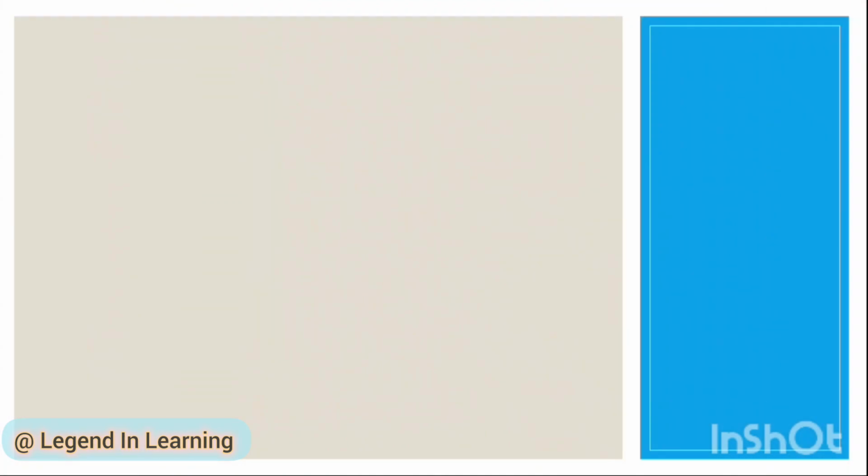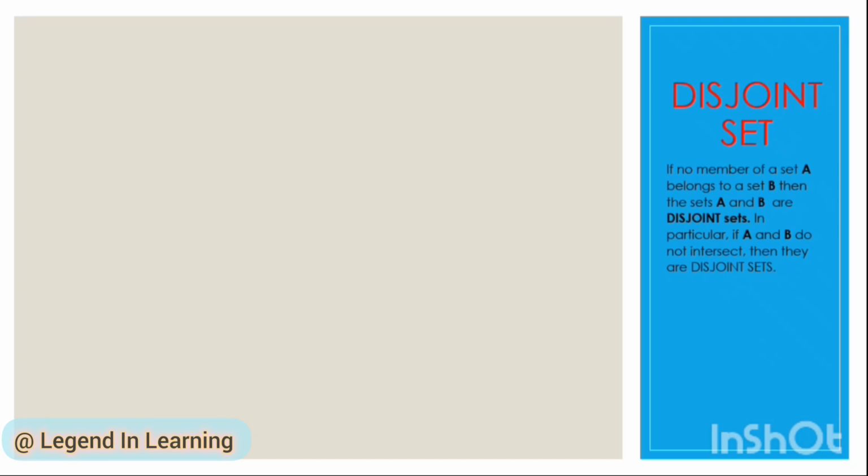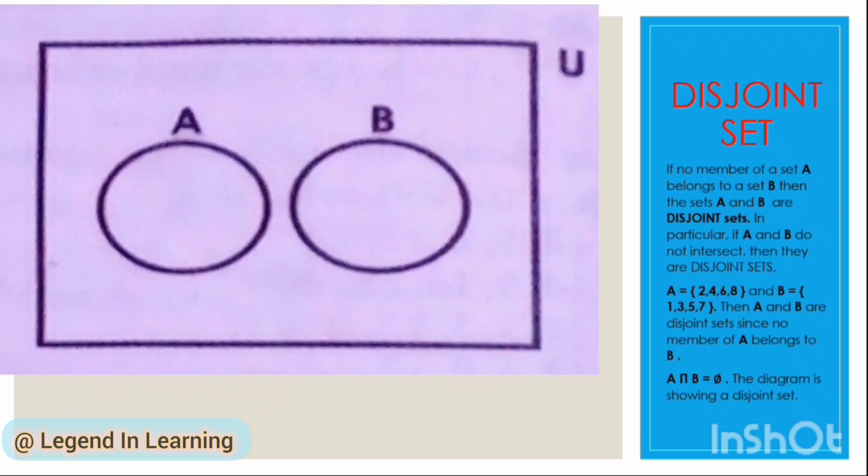So let's move on. We are continuing with other types. So we have disjoint sets. Let's look at disjoint sets. If no member of set A belongs to set B, then sets A and B are disjoint sets. So there's no member in A which is also found in B, so we call them disjoint sets.